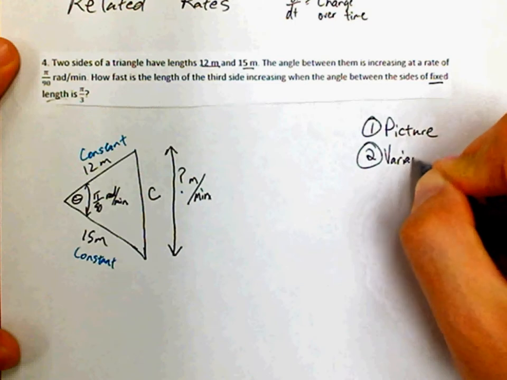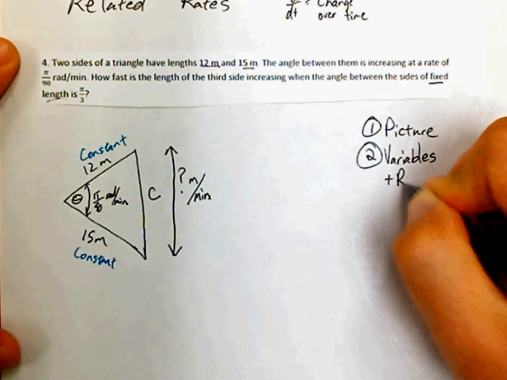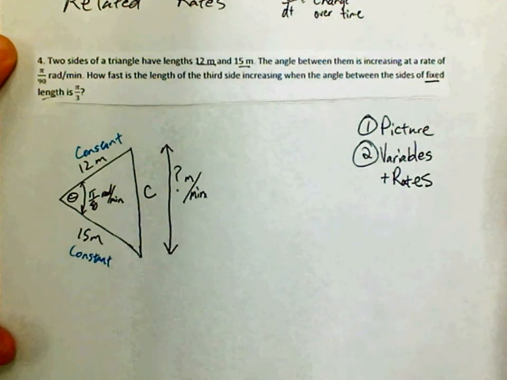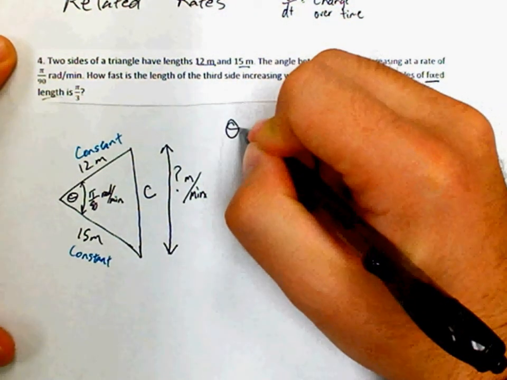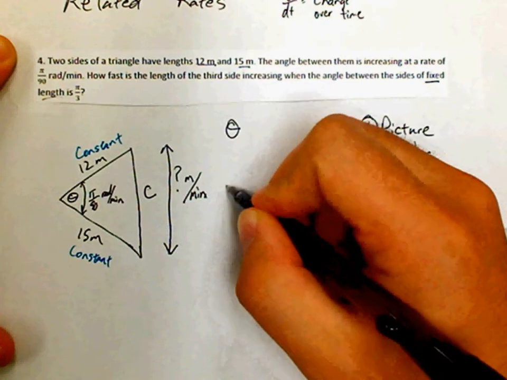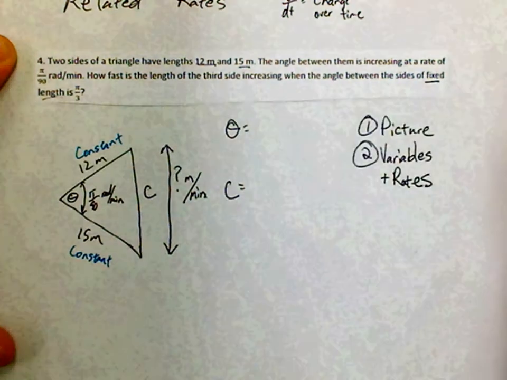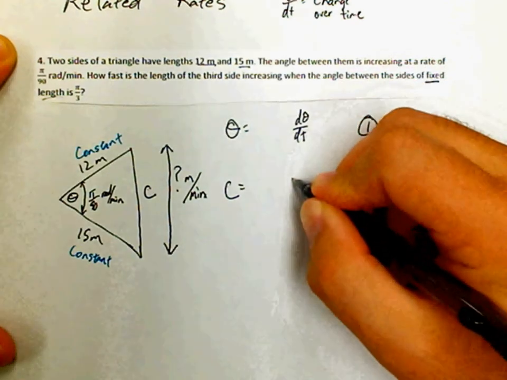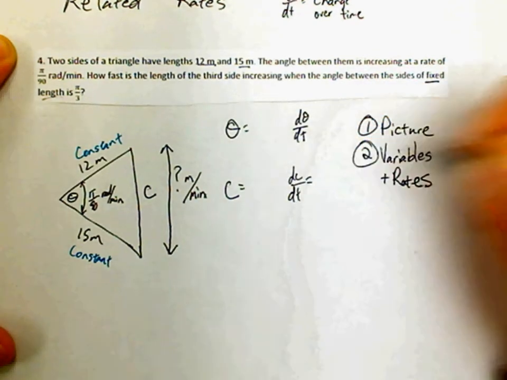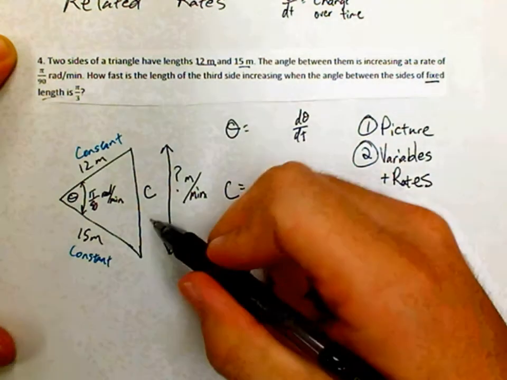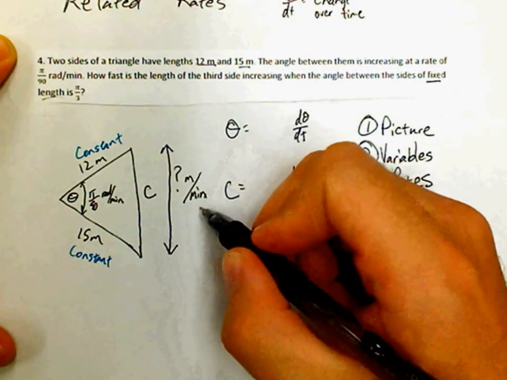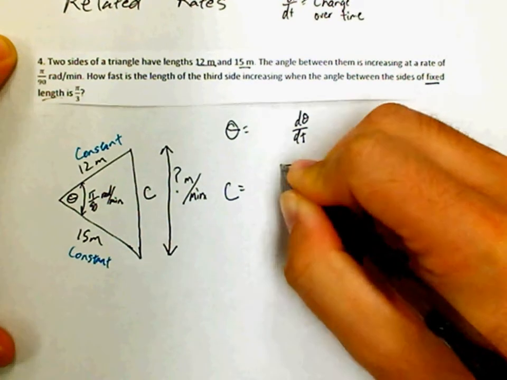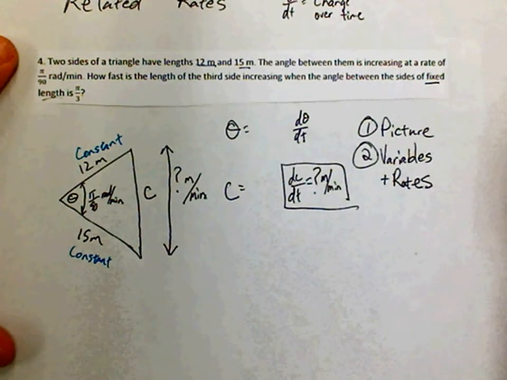We need variables and rates. Every variable has a rate. I see two variables in this problem, theta and c. So I'm going to have d theta dt, or theta prime, and dc dt, or c prime. I don't know c. I don't know dc dt. I'm looking for dc dt, though. Let's go ahead and box that. Meters per minute. It's going to be my units on it.